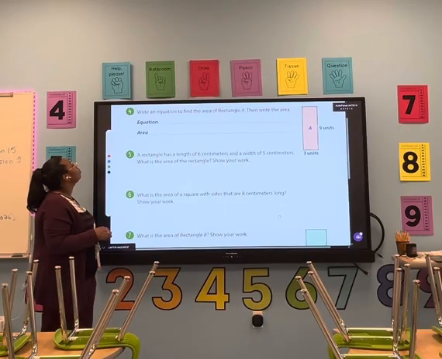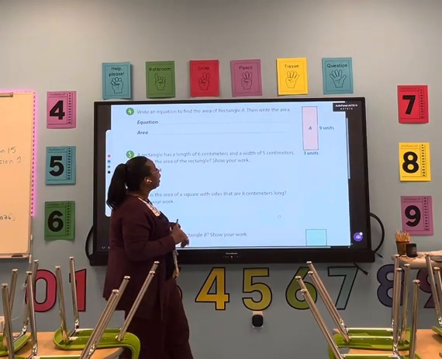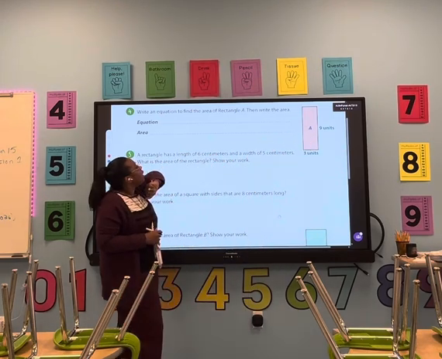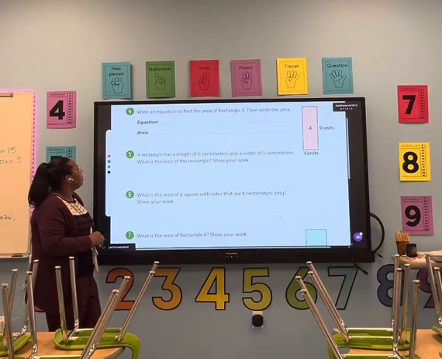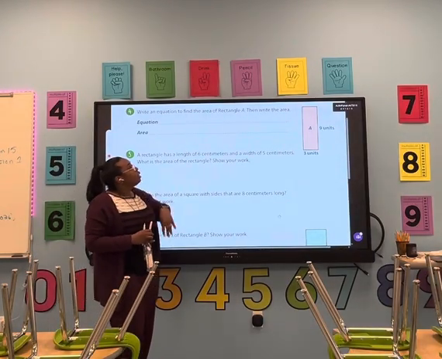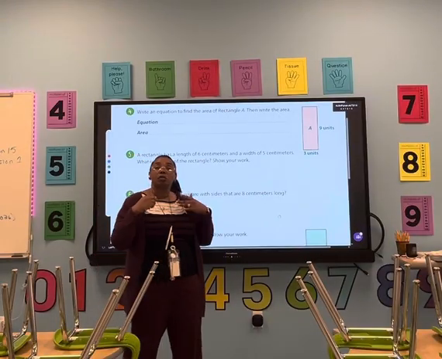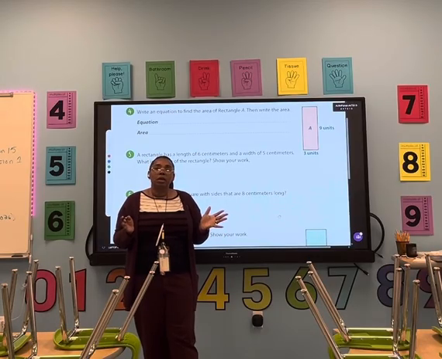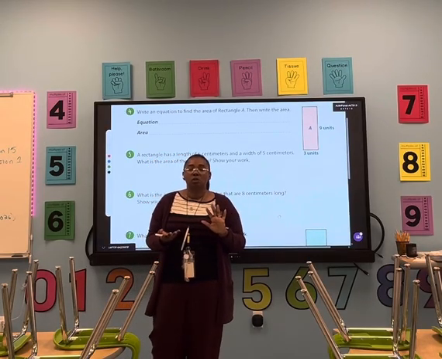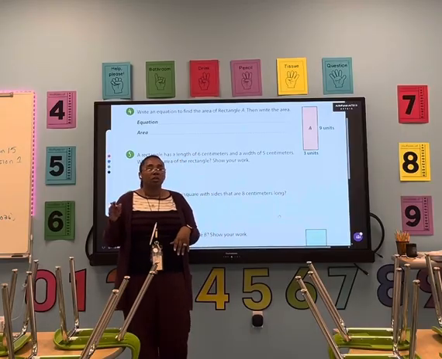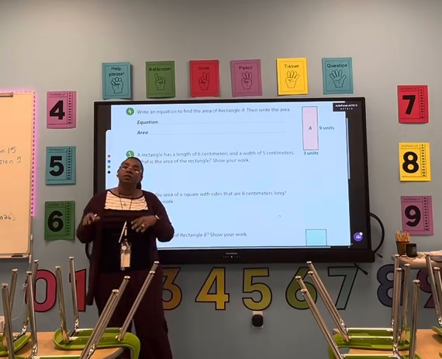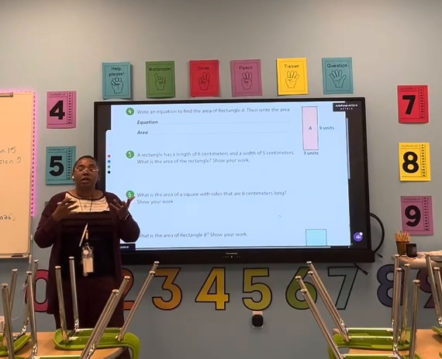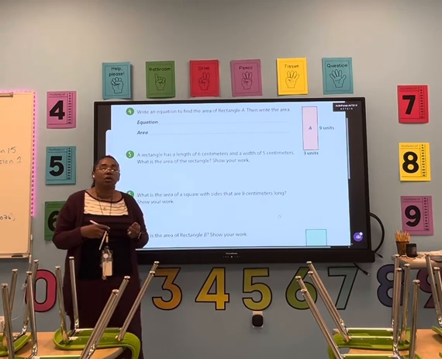Number 4 says, write an equation to find the area of rectangle A. This is rectangle A, has the letter A on the inside. Then write the area. Okay, so we can do that, that's no problem. Remember, if we're writing the equation and solving for area, and you don't remember what it is, just flip back to page 323 and you would see that the equation follows length times width equals area. That is the equation we're going to follow to help us write our equations.